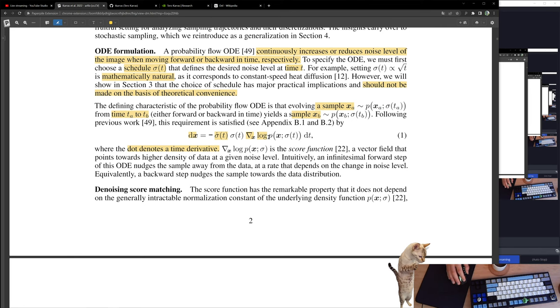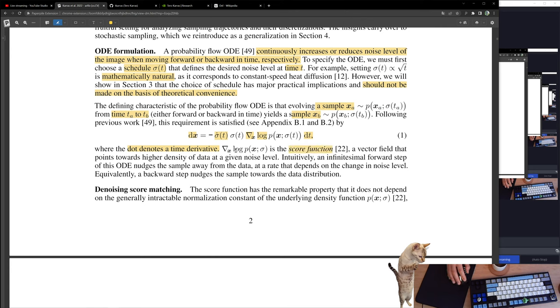Okay, yeah, the log of the probability distribution of that image, and the standard deviation schedule noise over time, dt, dx. So dx dt. You bring that dt over to this side and you say the change in x, the derivative of x with respect to time, is that.